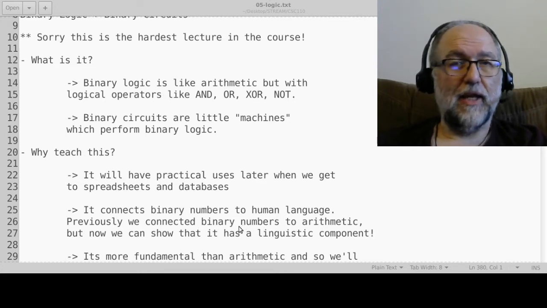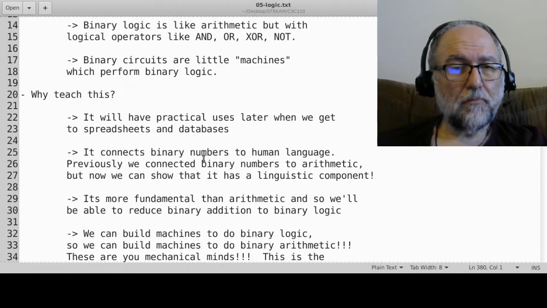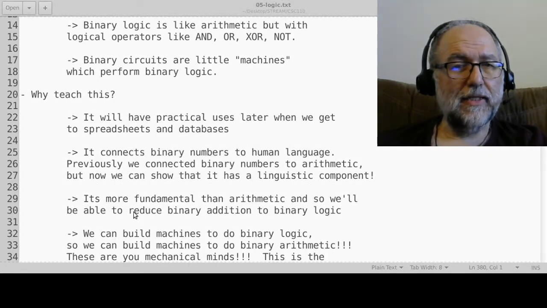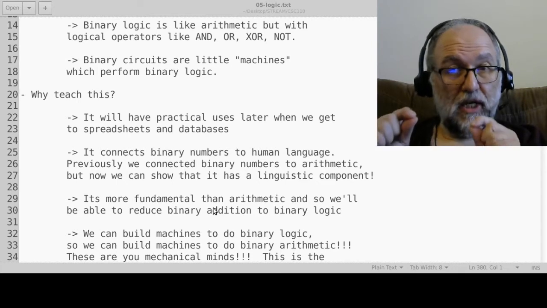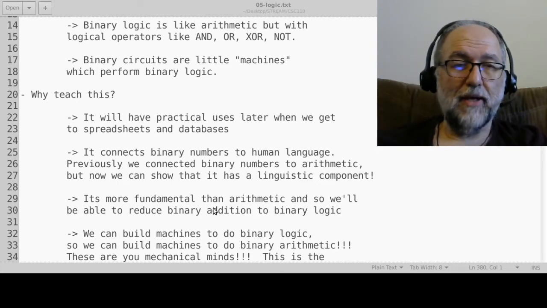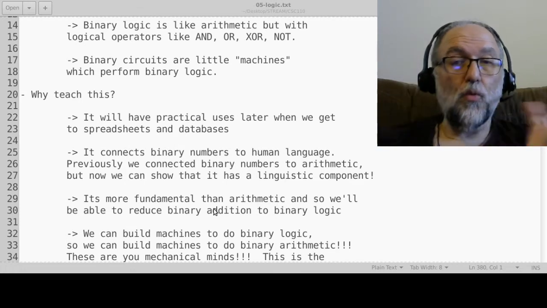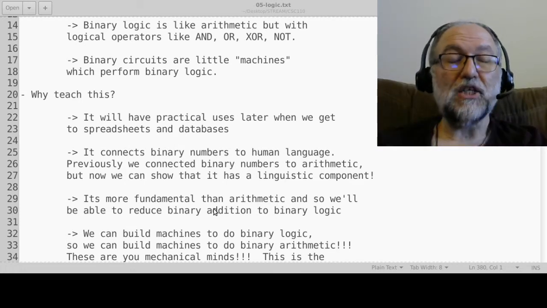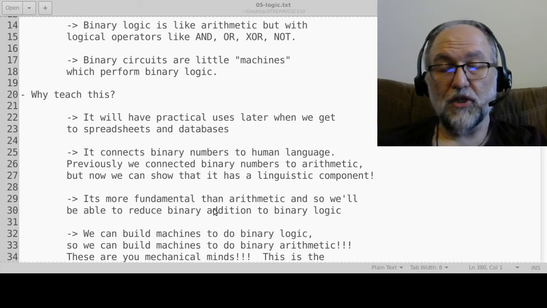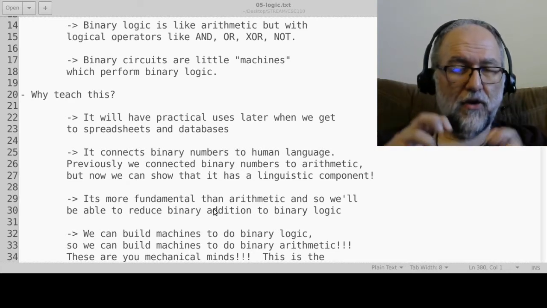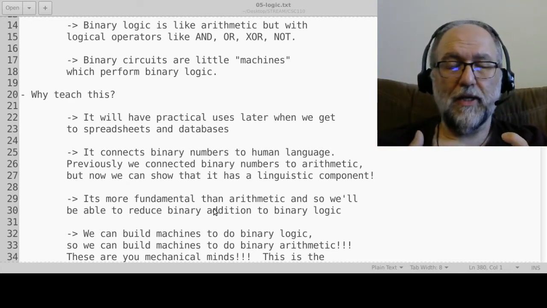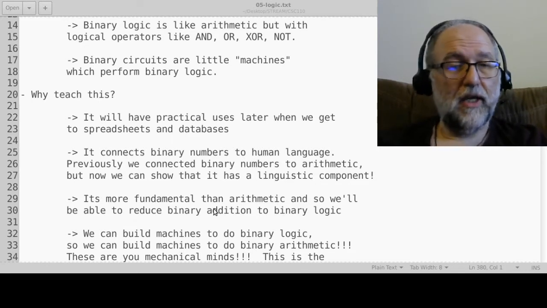So that's another reason to study binary numbers. The next thing is that binary logic is more fundamental than arithmetic. And so what I'm going to be able to do is take arithmetic, binary arithmetic, and actually reduce it to binary logic. All right. And so we'll see that underlying the usual arithmetic that you do, there are these very simple operations, which are logical operations, okay, which are actually linguistic in origin.